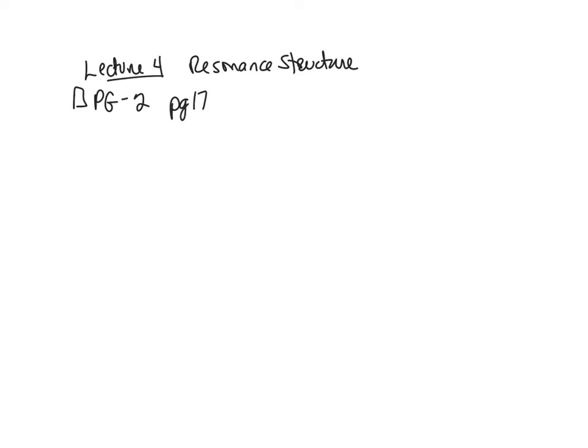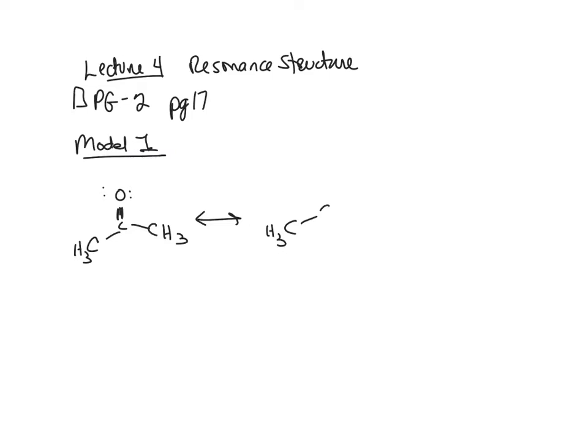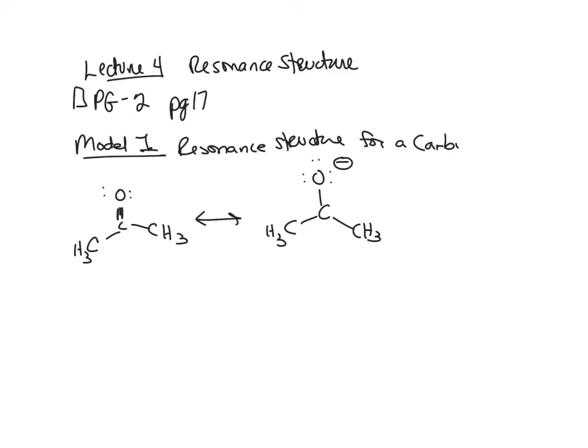Okay, so let's look at Model 1. This is what we'd be doing in our face-to-face class. If you turn the page to Model 1, you'll see this here, and then we'll answer the questions together as if we're in class. Model 1 is called resonance structures for a carbonyl group. We talked about what a carbonyl group is. Here's one, here's two.